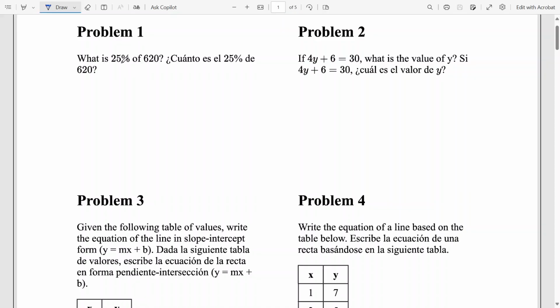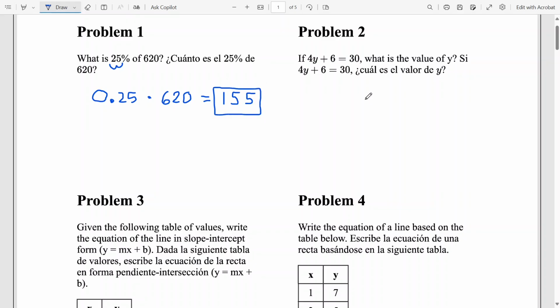So what I'm going to do is write 25% as a decimal, and I'll do that by moving the decimal point 2 places to the left. So I'm going to do 0.25 times 620. And if I put that into my calculator, 0.25 times 620, that's going to give me 155. And that's it. That's my answer to the first one.